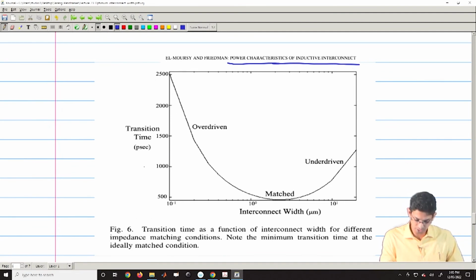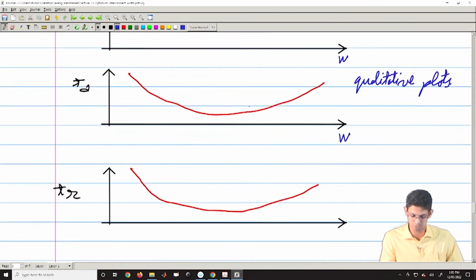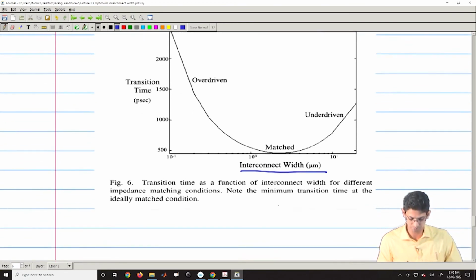So, here you can see the interconnect width is in micrometers, and the transition time. So, transition time is going like this. So, we have argued that your transition time would look something like this. So, this is from computation. Here you can note that the interconnect width is in the log scale. So, it is not a linear scale for the width.